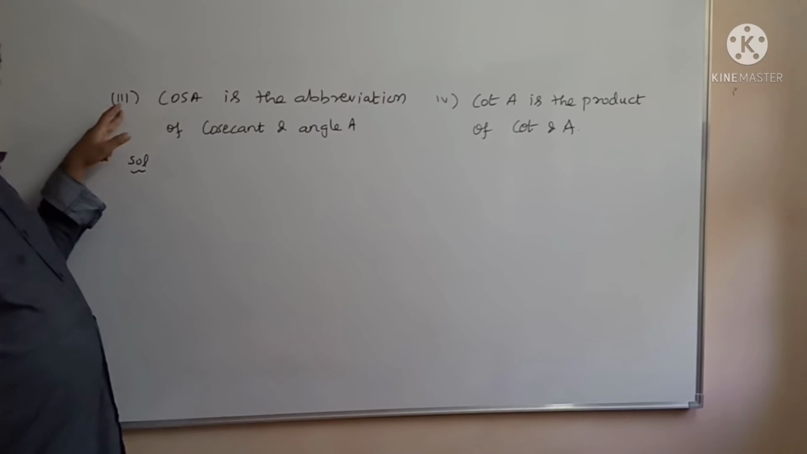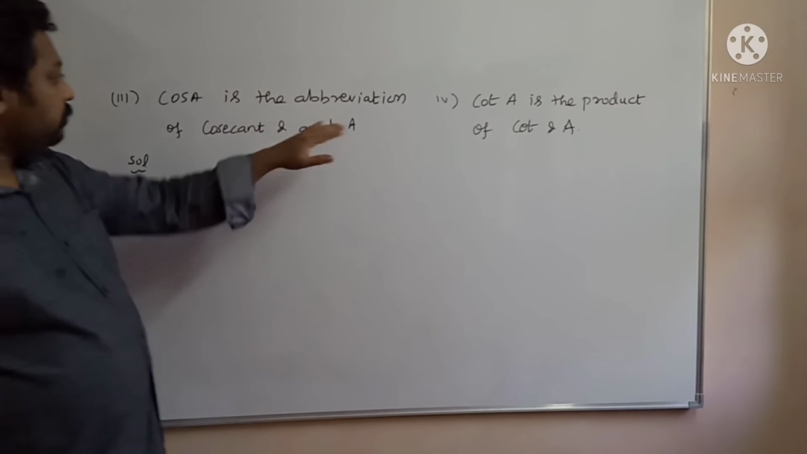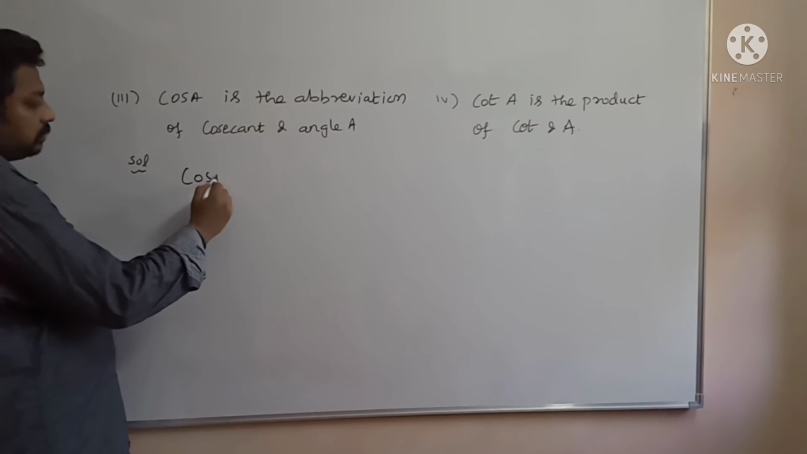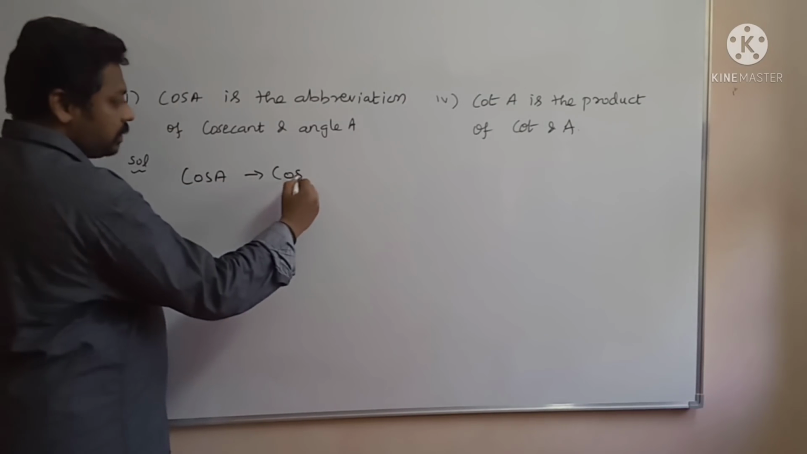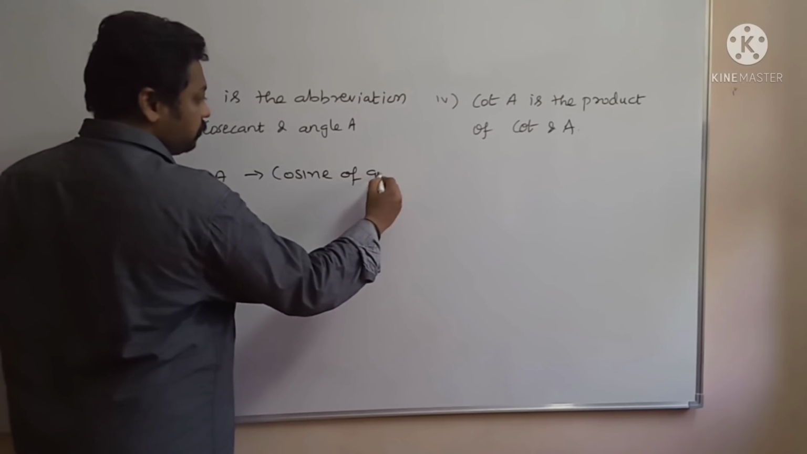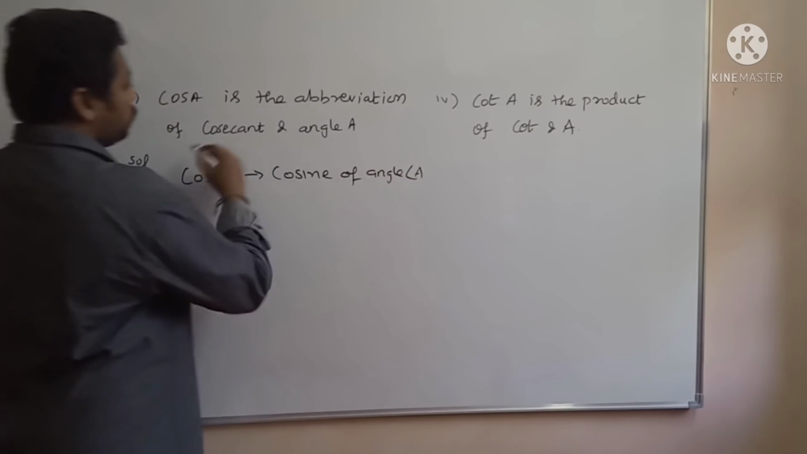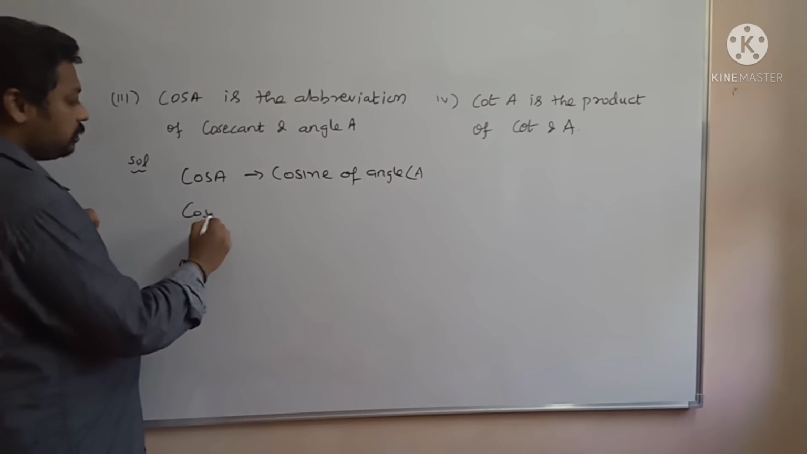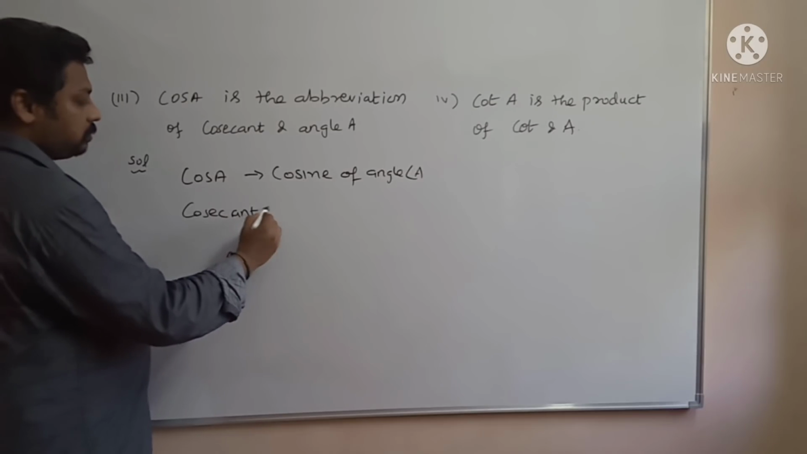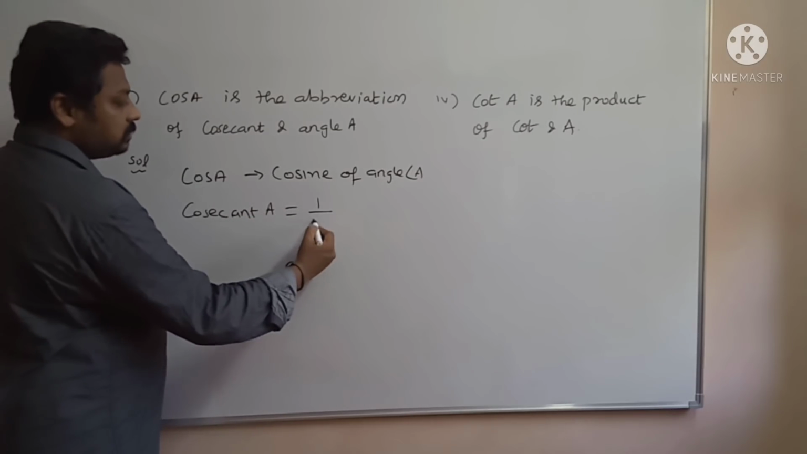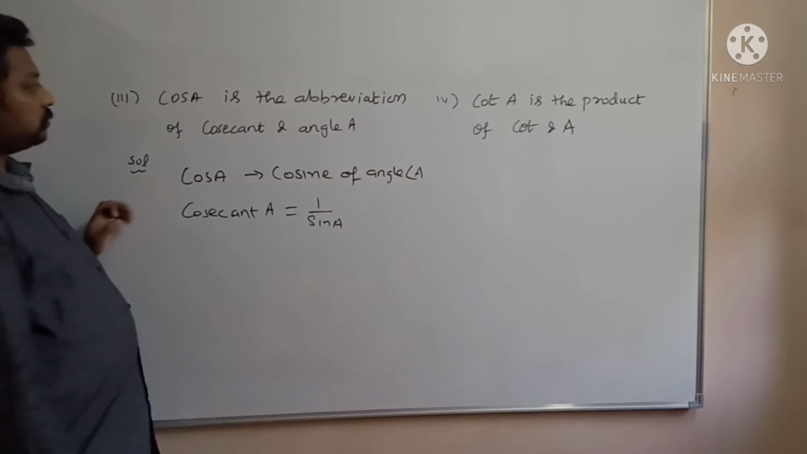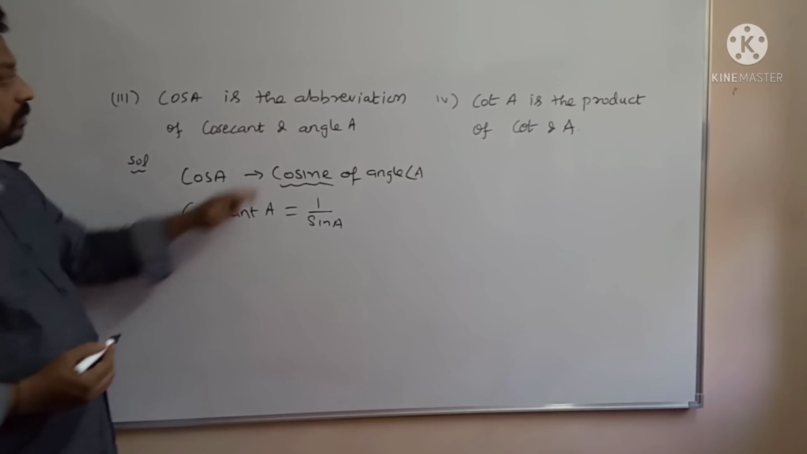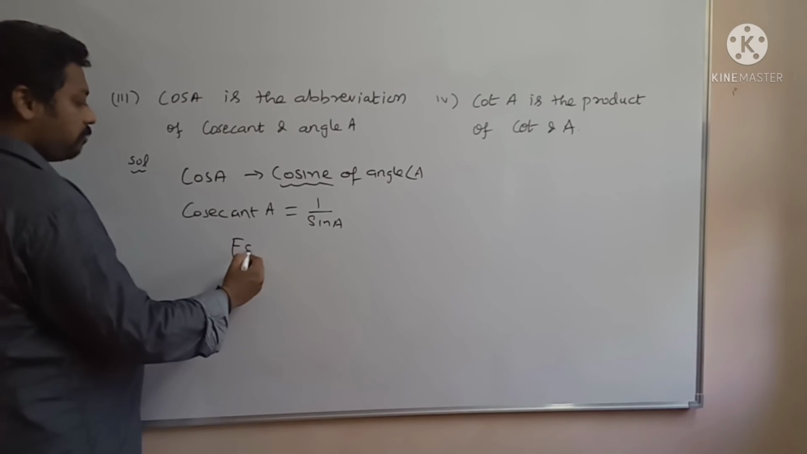Coming to the third Roman in 11th Arabic, cos A is the abbreviation of cosecant and angle A. No, actually cos A is cosine of angle A. Cosecant is different. Cosecant A is a different trigonometric function, that is the inverse of sin A. So cos A is actually cosine of angle A and not cosecant A. So the given statement is false.